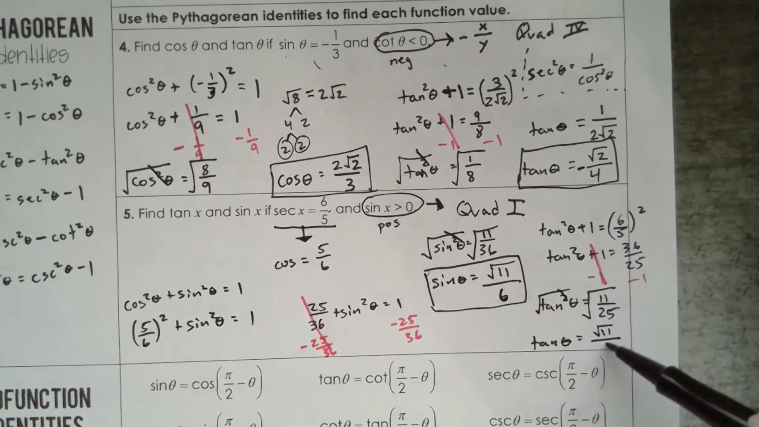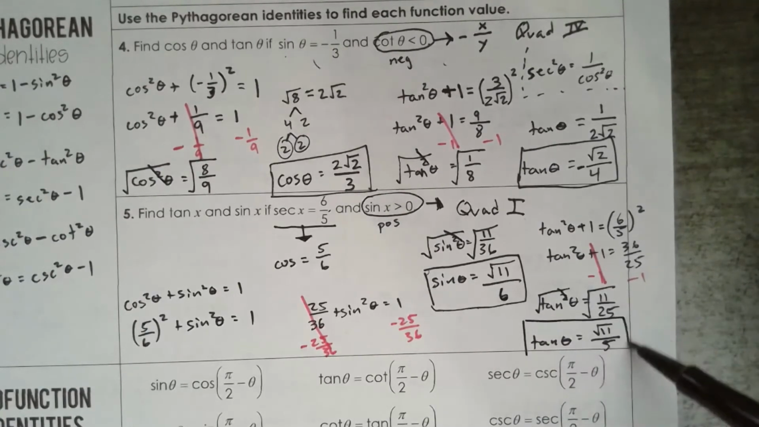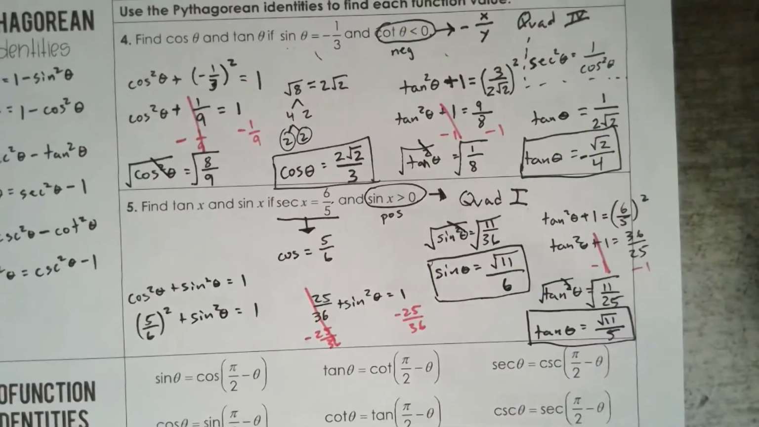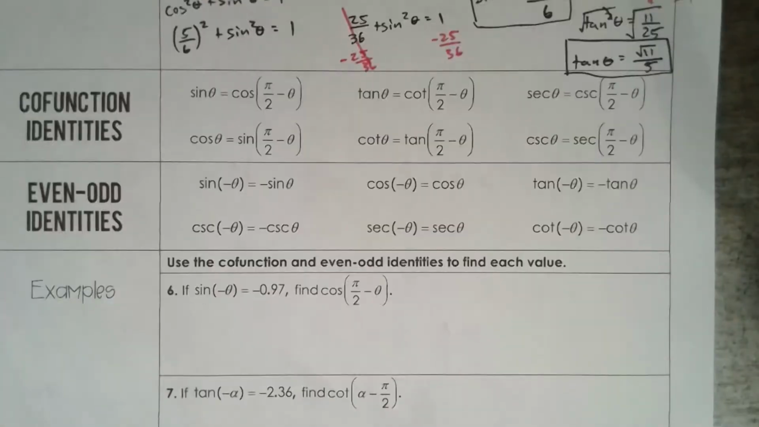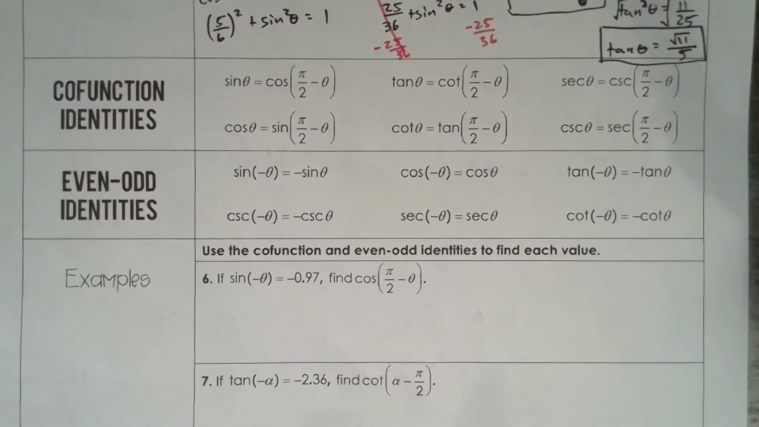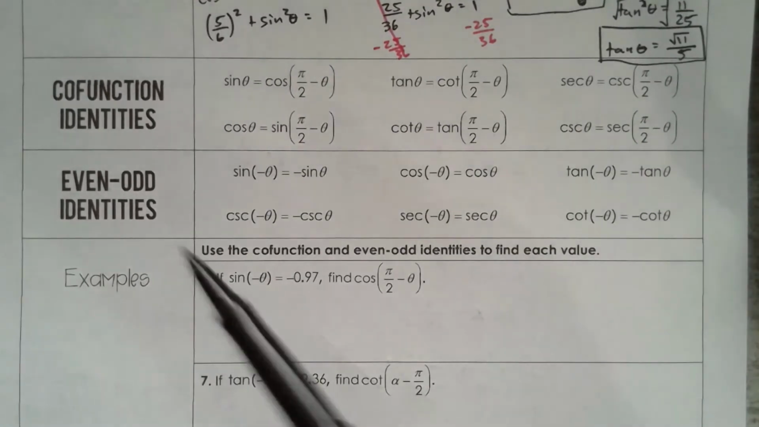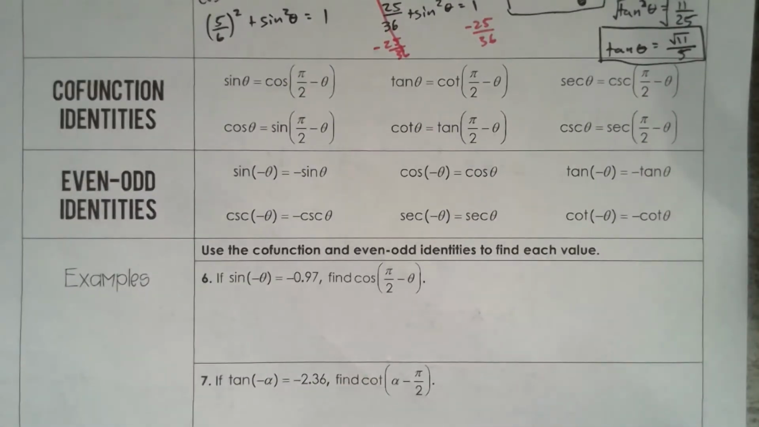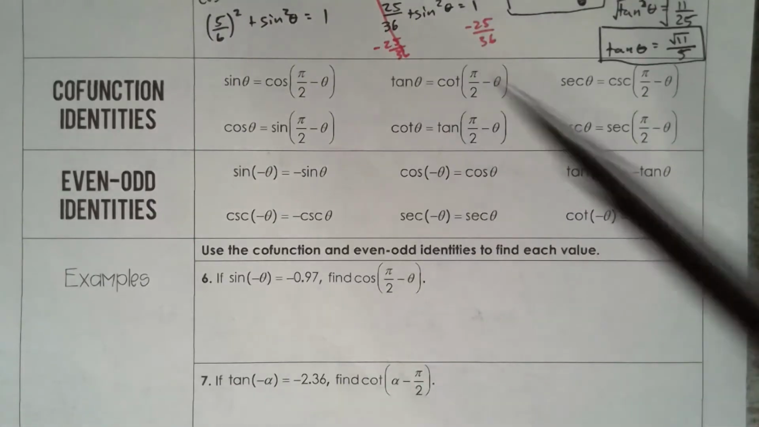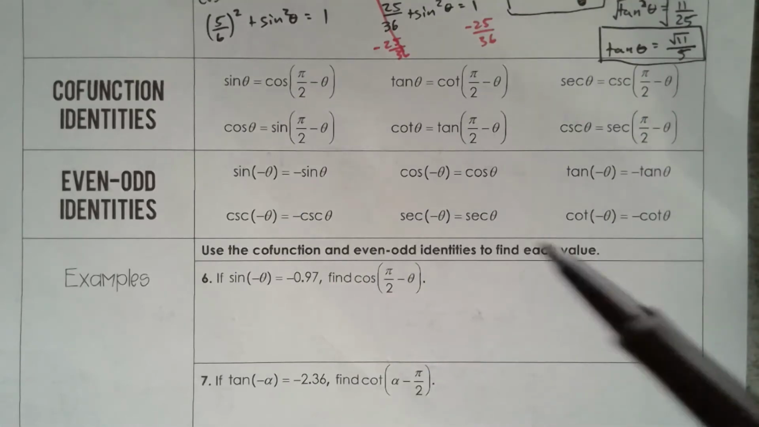There's your other value. Okay, finally, last section here, we have another set of identities, the co-function identities and the even-odd identities. These are the ones that look a little more crazy, but they're actually not as intense as the ones we just did. These are just more so identifying what's equal to what, and you'll see how this works.